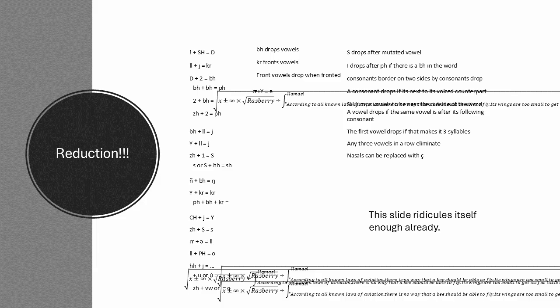The trickiest part of Drallonic to understand is the reduction system. Each word in Drallonic can only be maximally 3 syllables long. The problem is that in order to get most verbs down to 3 syllables, you need to reduce them quite a bit. This is done by following a number of reduction rules.